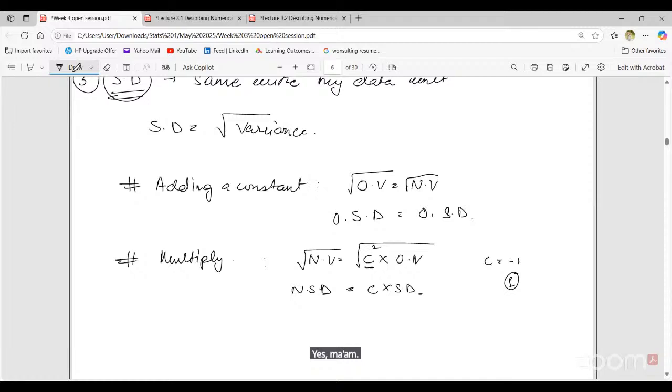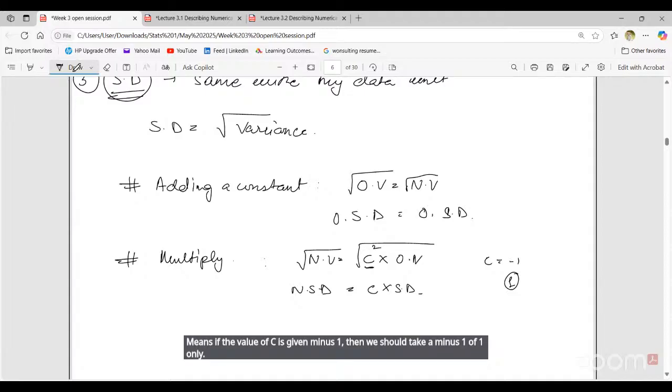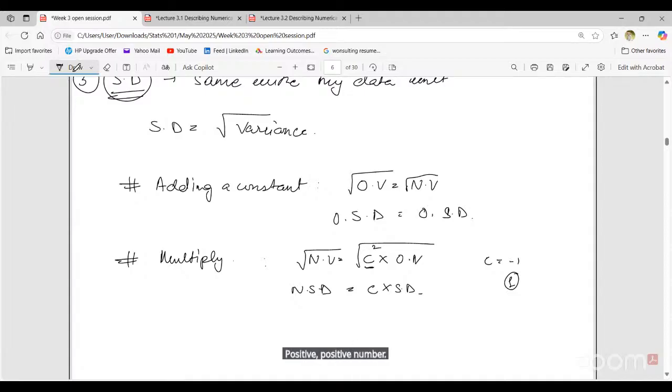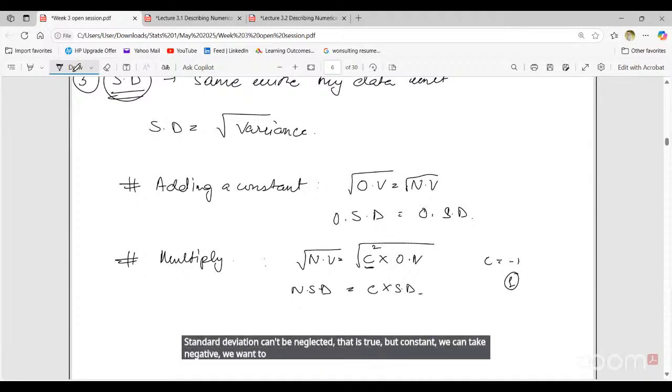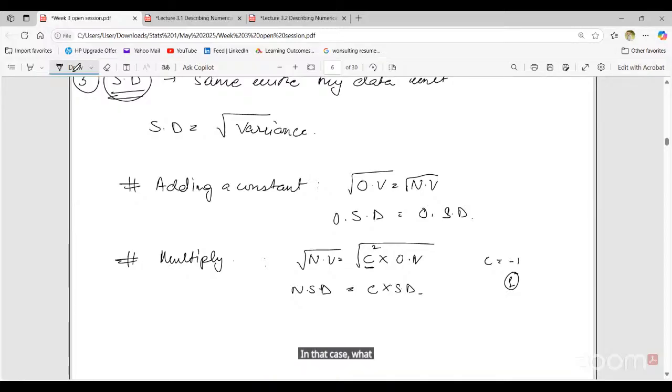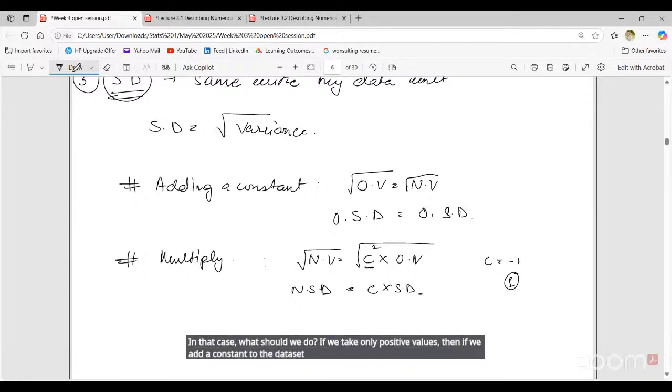So I think we should write mod c instead of c. Means if the value of c is given as -1, then we should take 1 only, a positive number. Standard deviation can't be negative, that is true, but the constant we can take negative. If we edit the data set by subtracting a constant, and we take only positive values, then adding or subtracting the constant would make no difference.